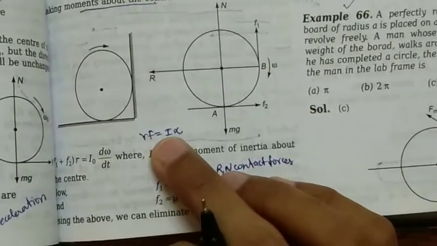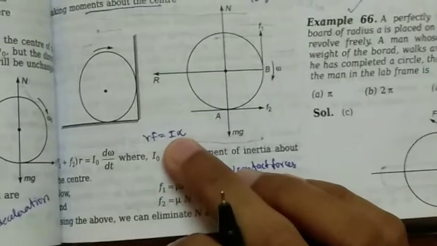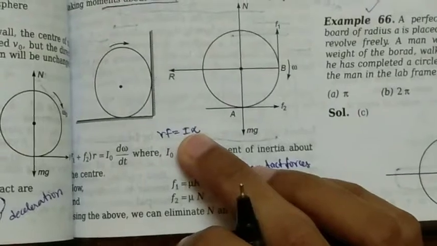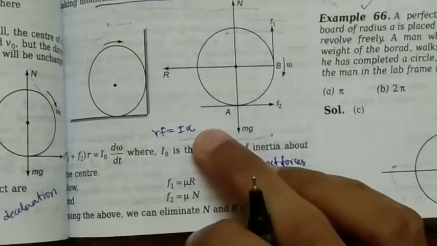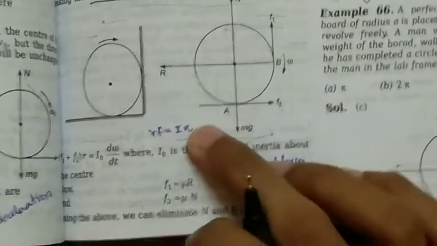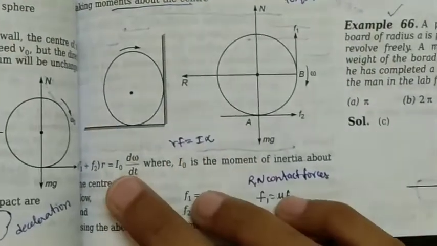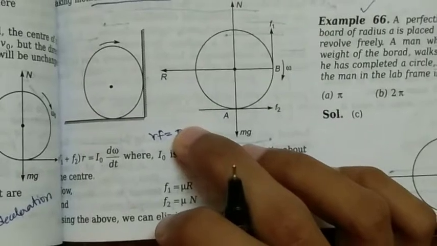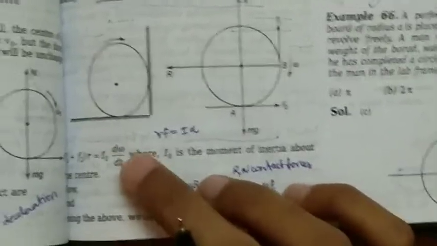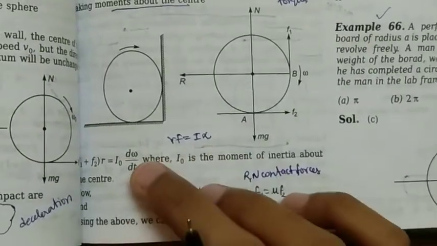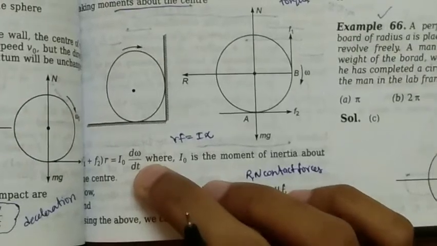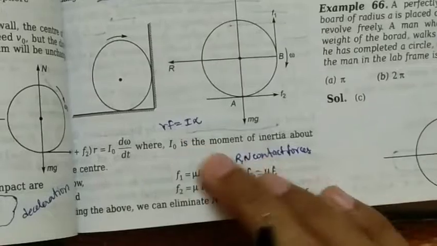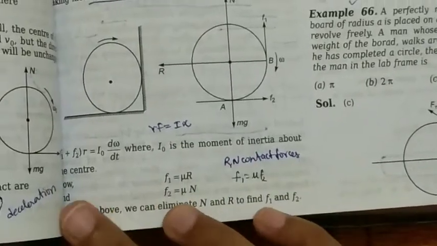Another formula for torque is I alpha. Just as we have the formula for force, ma, in the place of m we have I and in the place of a, alpha. That is nothing but I naught, the moment of inertia of the sphere, which is the same, a constant. And alpha is nothing but d omega by dt, the rate of change of angular velocity. So this is the moment of force, where I naught is the moment of inertia about the center.